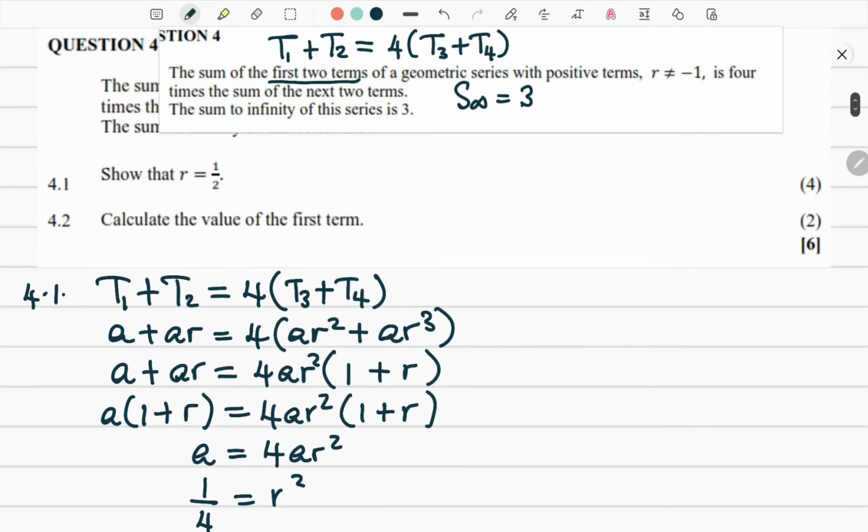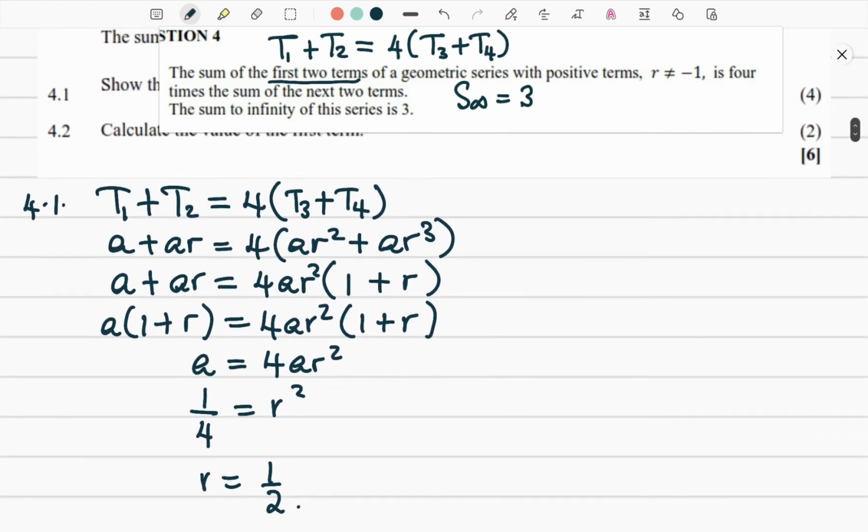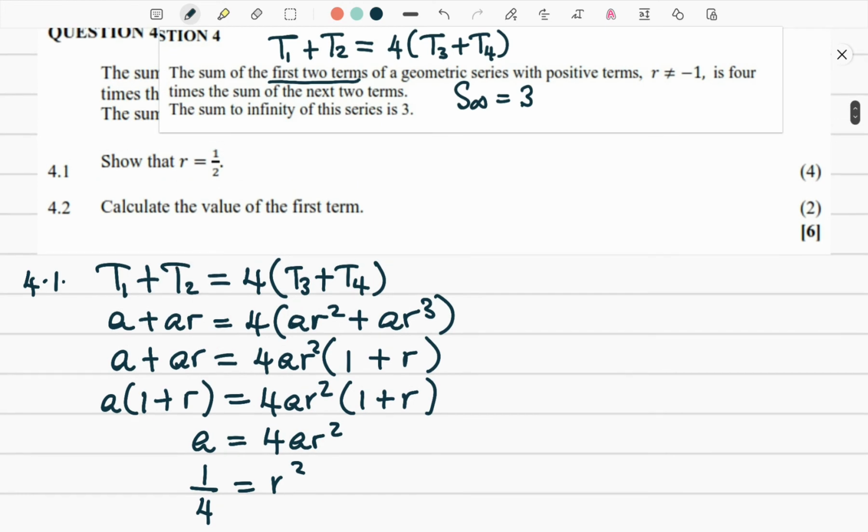Remember, they said we need to show that r is half. So we've calculated it. The next question is to calculate the value of the first term.